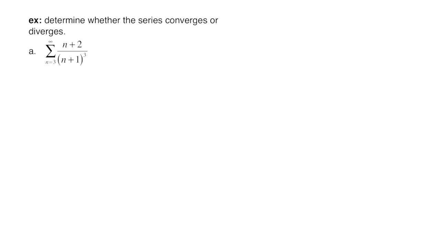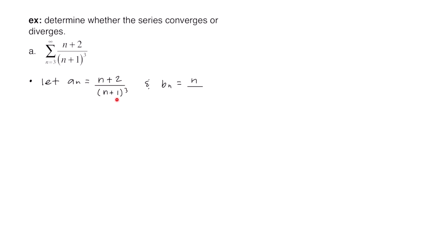For part A, we have sigma, n starts at 3 goes to infinity, of n plus 2, all divided by the quantity n plus 1 cubed. So we're going to use the limit comparison test. The first thing we're going to do is we're going to let this equal a sub n. So this is our a sub n, and now we need to identify b sub n. So for b sub n, we're going to take the dominant term on top and the dominant term in the denominator. So on top, we're going to use n.